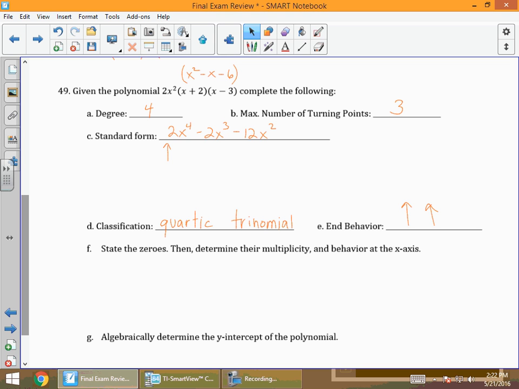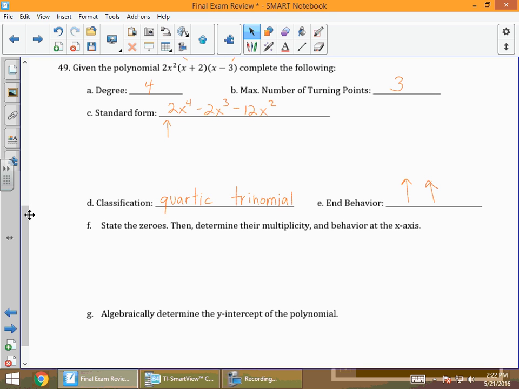F says state the zeros, then determine their multiplicity. So I'm going to look back right at the beginning, and if I said 2x squared equals 0, divide by 2, so x squared equals 0. So this is actually 2 different roots. So this is x equals 0 with multiplicity 2. Which means, if you remember, it just touches the axis there. It's going to touch and turn.